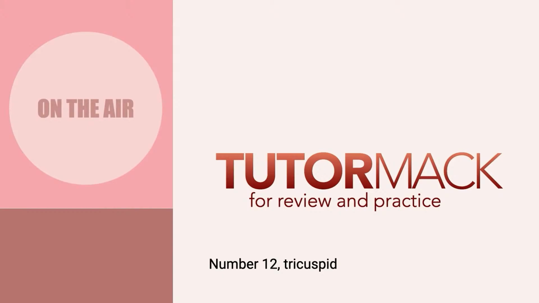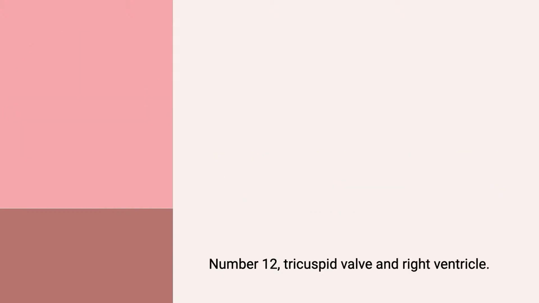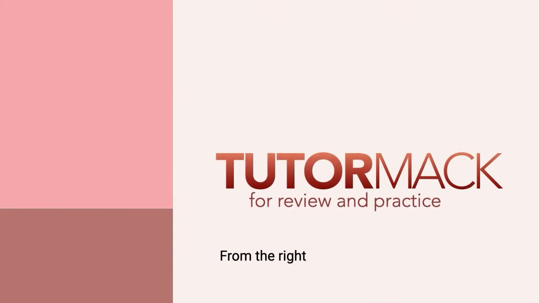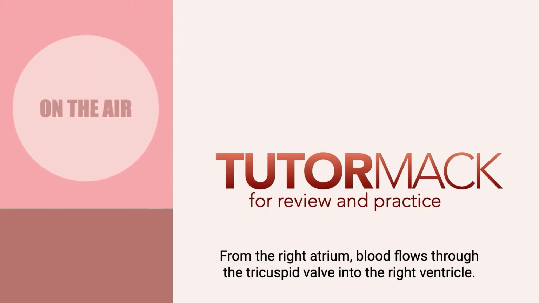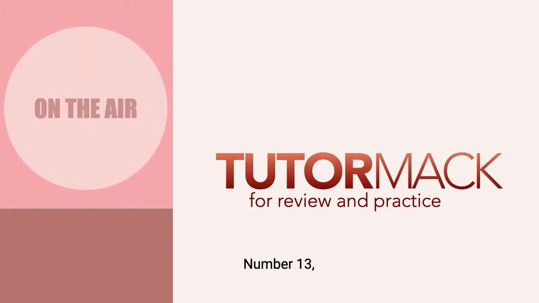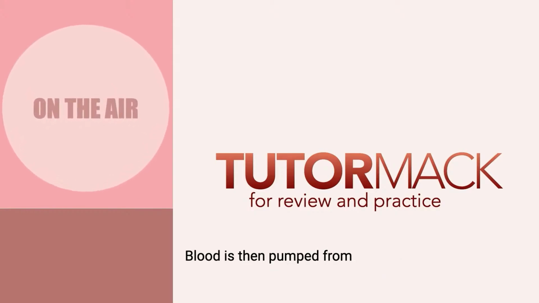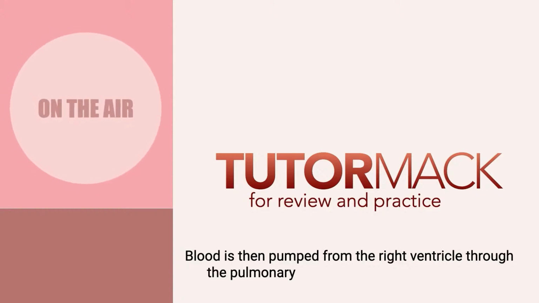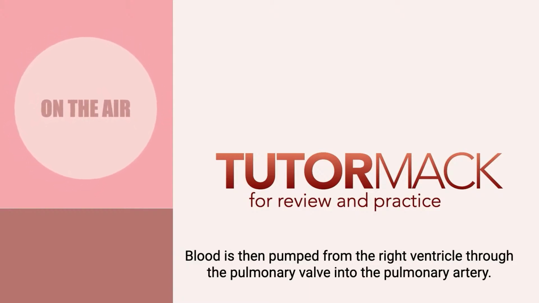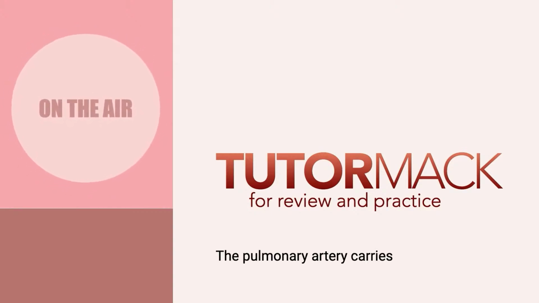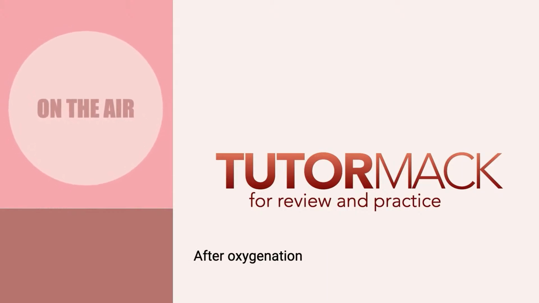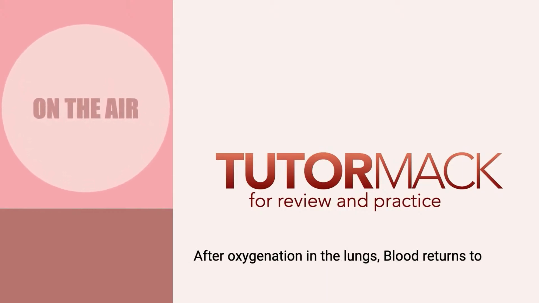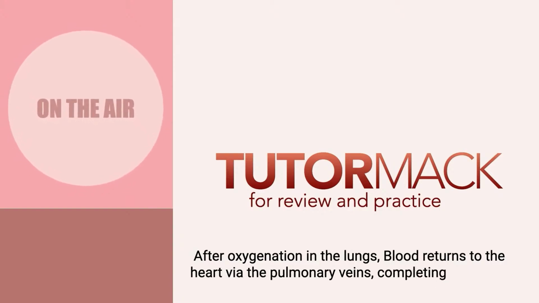Number twelve, tricuspid valve and right ventricle. From the right atrium, blood flows through the tricuspid valve into the right ventricle. Number thirteen, pulmonary circulation. Blood is then pumped from the right ventricle through the pulmonary valve into the pulmonary artery. The pulmonary artery carries deoxygenated blood to the lungs for oxygenation. After oxygenation in the lungs, blood returns to the heart via the pulmonary veins, completing the cycle.